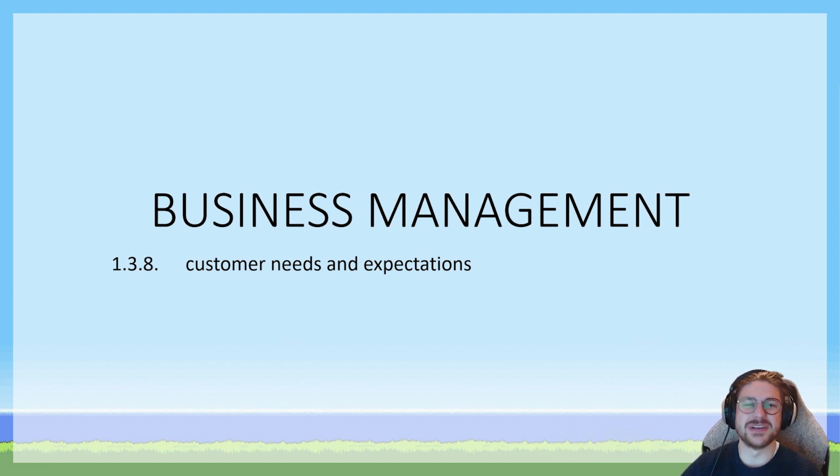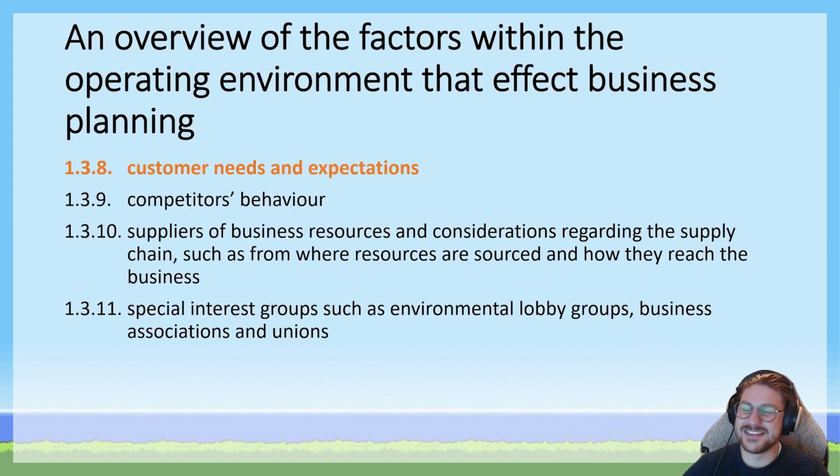In today's lesson, we're looking at key knowledge point 138. That is Unit 1, Area of Study 3, and the 8th key knowledge point for this area of study. Today specifically, we're looking at customer needs and expectations. Let's dive straight in. This is the first key knowledge point from this area of study that's dealing specifically with factors from the operating environment of business.